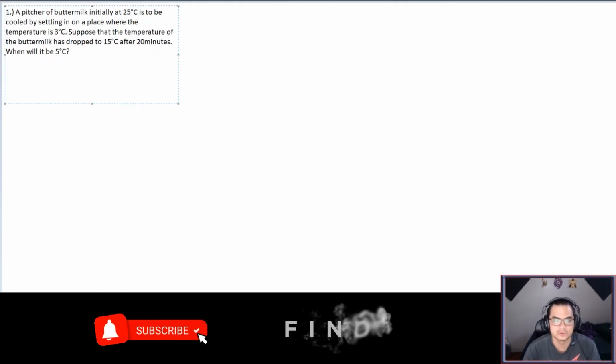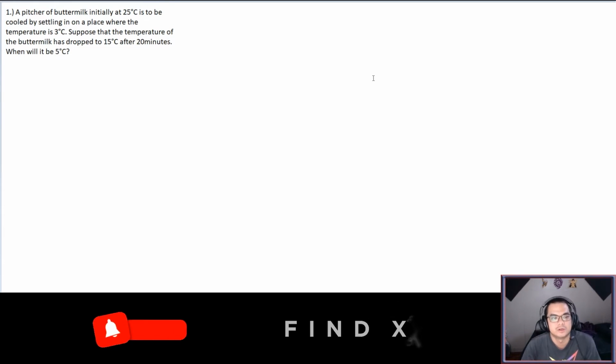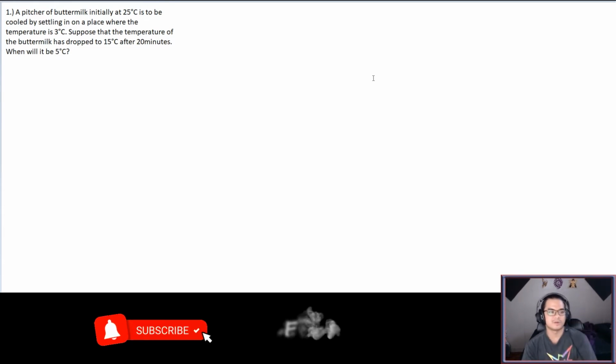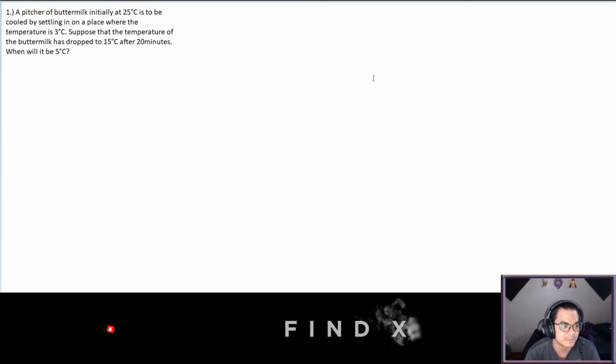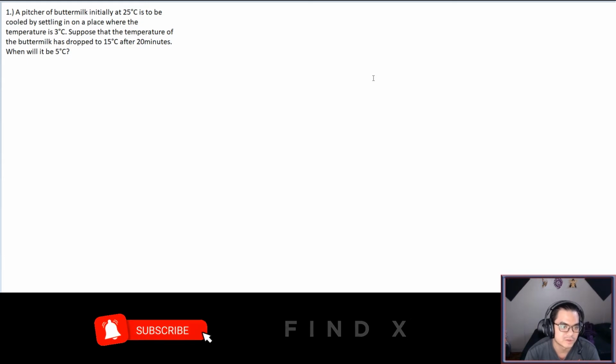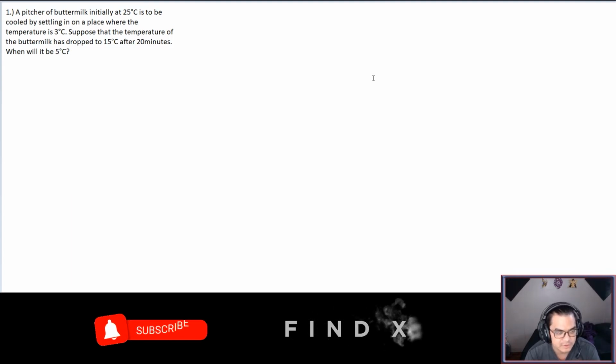Okay, so let's go to our first problem. So we have a pitcher of buttermilk, initially at 25 degrees, to be cooled by setting it in a place where the temperature is 3 Celsius. So suppose that the temperature of the buttermilk has dropped to 15 Celsius after 20 minutes. So from 25 it became 15. When will it be 5 Celsius?